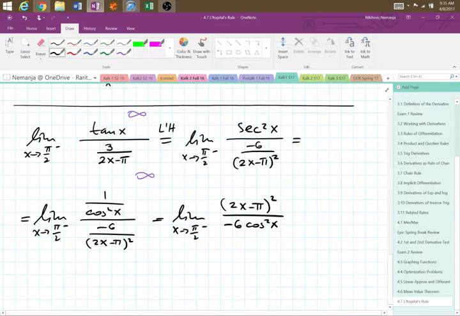So now when we plug in pi over 2, what do we get? Exactly, we get 0 over 0, right? So now we get 0 over 0 because pi minus pi is 0 squared is 0, and cosine of pi over 2 is 0, so 0 over 0.